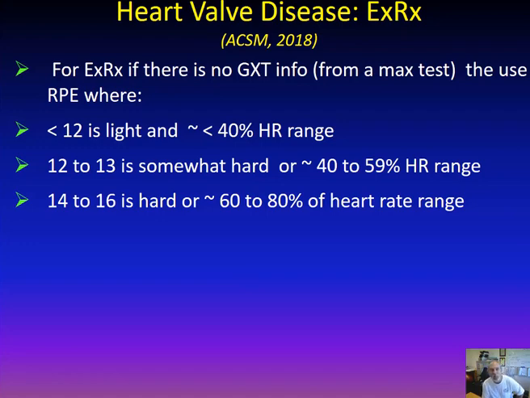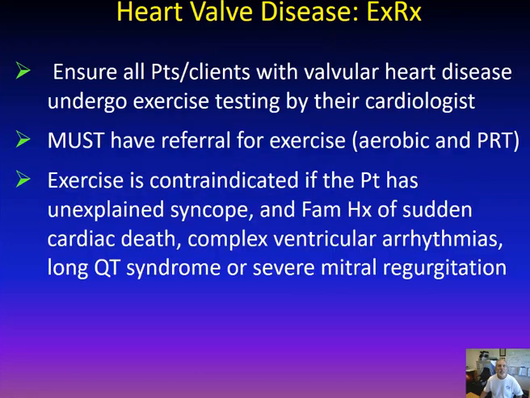Now, the exercise prescription. If there is no stress test information from a max test, then use RPE, where basically less than 12 is light and approximately 40% of the heart rate range. 12 to 13, somewhat hard, equates to about 40 to 59%. 14 to 16 is 60 to 80% of the heart rate range.